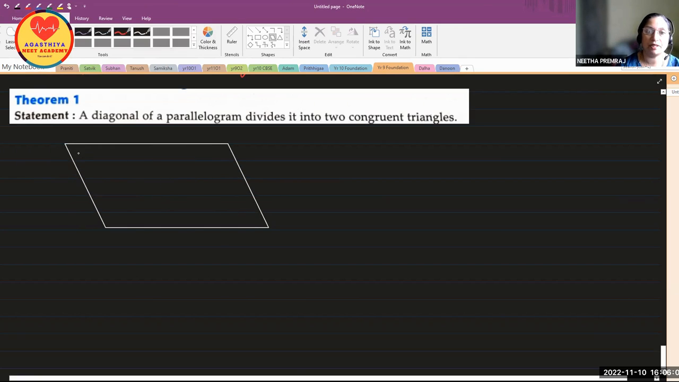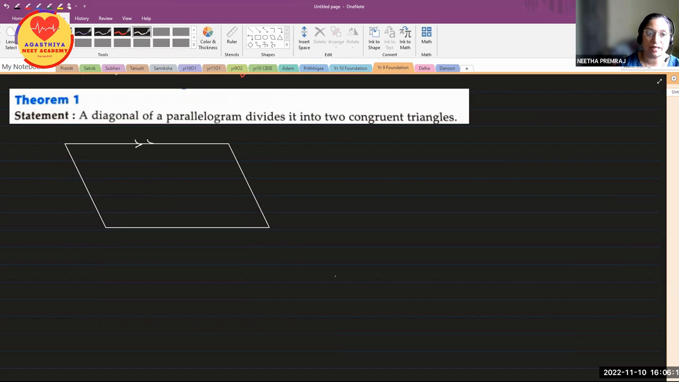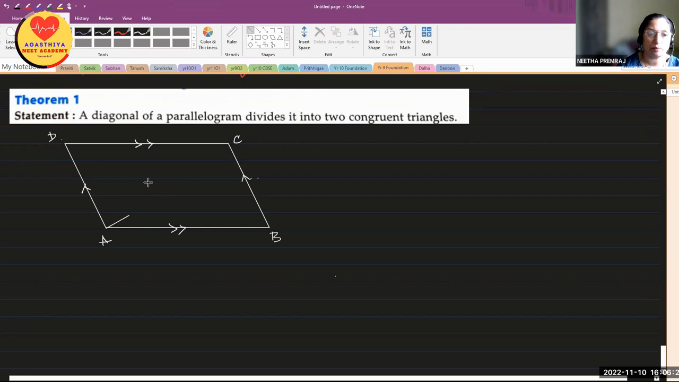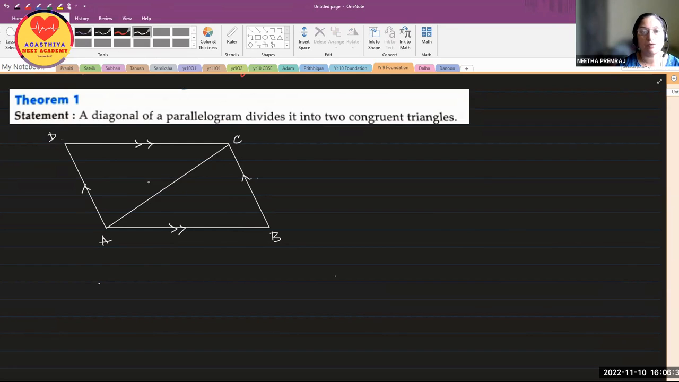There is a parallelogram. The parallelogram properties we already learned: opposite sides are equal and parallel. We know this. This symbol denotes parallel. I name the vertices A, B, C, D. I draw one diagonal, only one diagonal. Now we have to prove triangle ADB is congruent to triangle CBA.